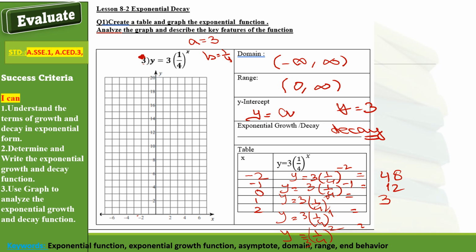On -1, you will get 12. Then on 0, you will get 3. And the graph keeps coming closer and closer and closer to 0, but it won't touch the x-axis. Okay, and you can just extend it. So again a smooth curve, and you can see that the function is decreasing. That's why it is a decay.